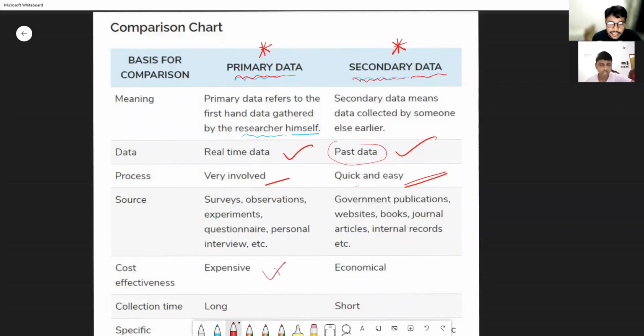Inexpensive. Why is this expensive? Because this data is authentic. This data is very authentic. Data is authentic and the research center or researcher directly collects it. This is the economical purpose.